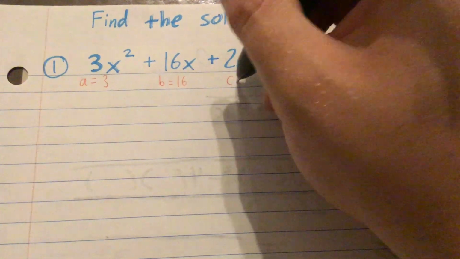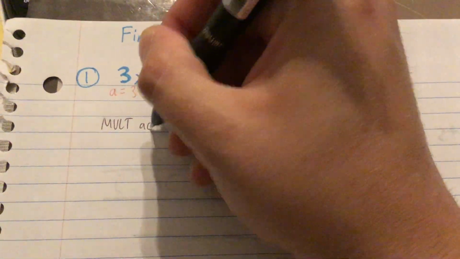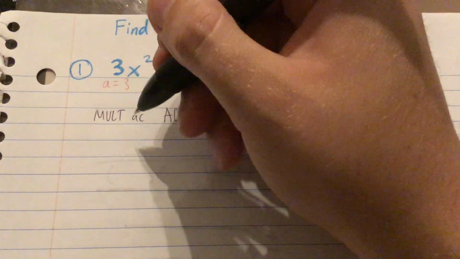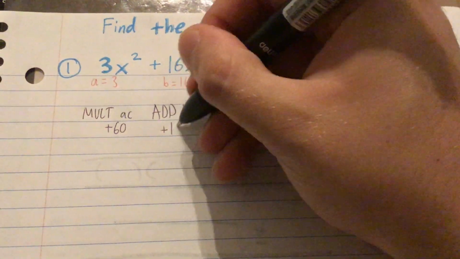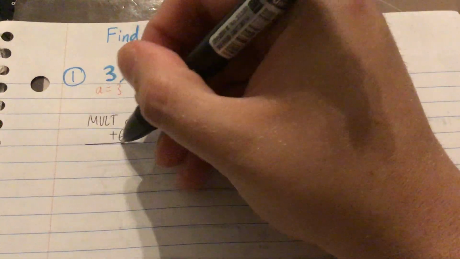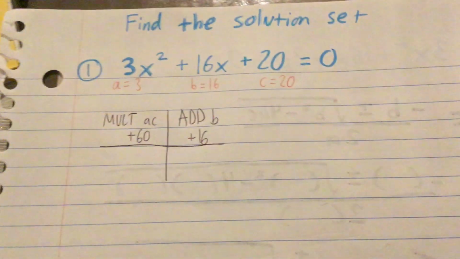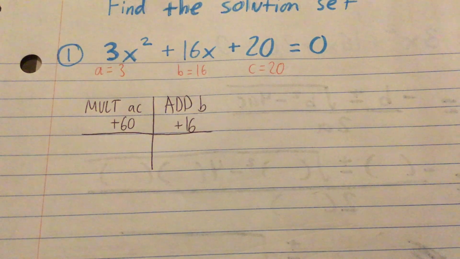And we're going to factor. So in this case, since a is not equal to 1, we have to use this technique of what two numbers multiply to ac and add to b. So in this case, ac is 3 times 20, that is positive 60. And b is positive 16. So we're looking for two numbers that multiply to 60 and add to 16. Can you think of what they are? Okay, pause the video if you want to figure this out on your own.